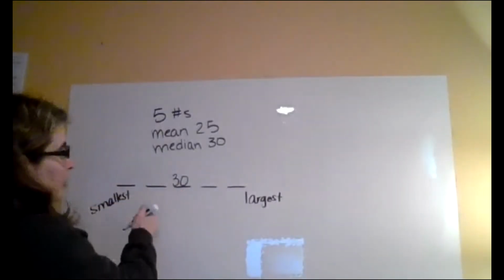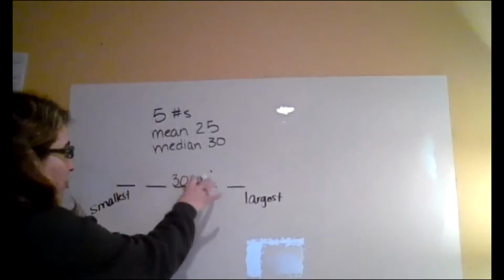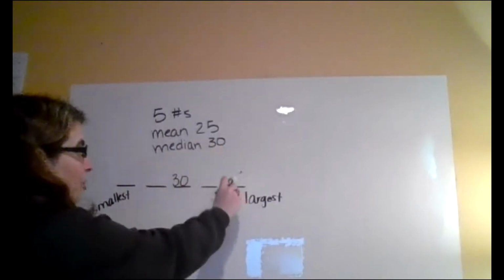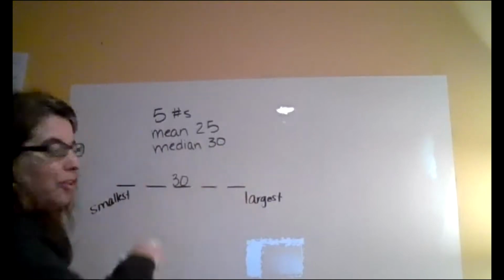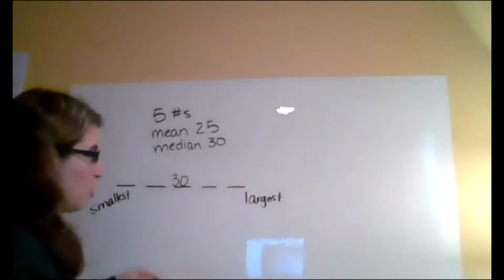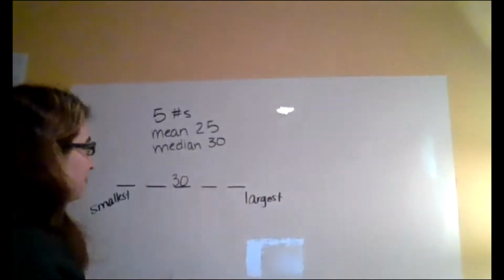So make sure, sometimes when we're doing something like this, we do 3 or 4 numbers and they're in order, and then we're trying to figure out what we need here, and then we put this smaller number here. So make sure they're in order with 30 in the middle.